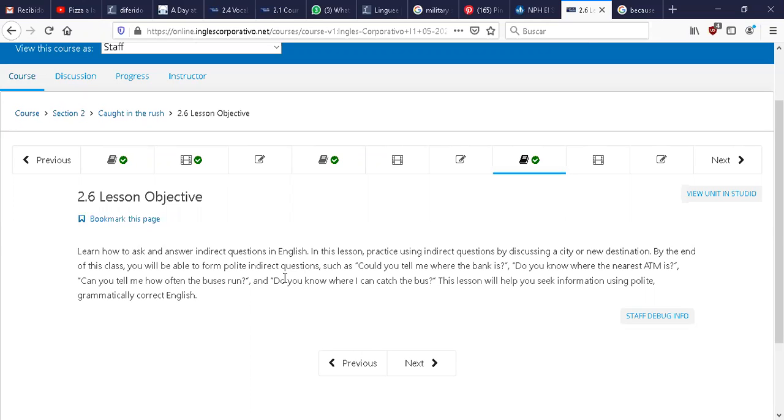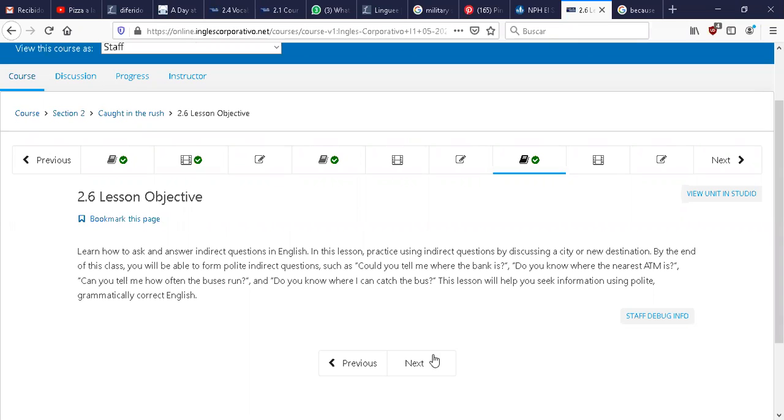By the end of this class, you'll be able to form polite indirect questions such as, could you tell me where the bank is? Do you know where the nearest ATM is? Can you tell me how often the buses run? Do you know where I can catch the bus? This lesson will help you seek information using polite, grammatically correct English.